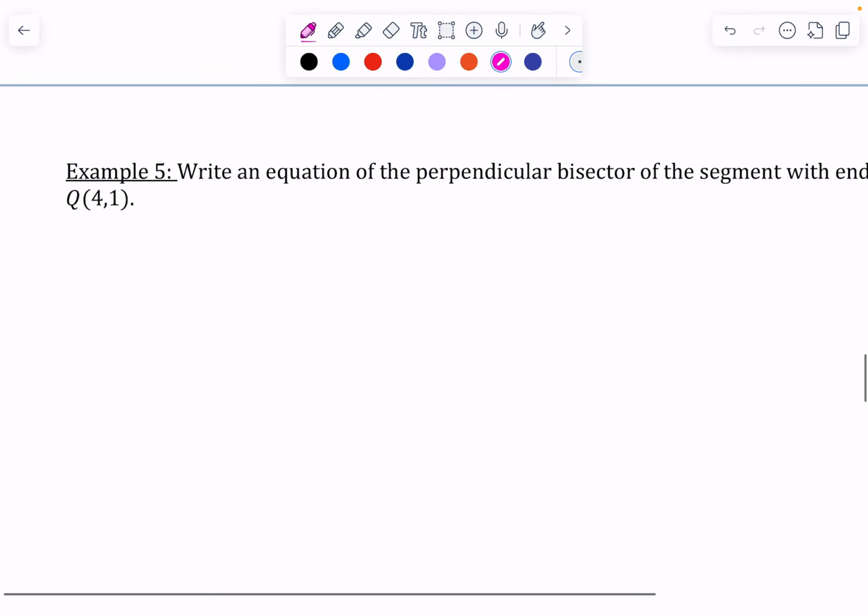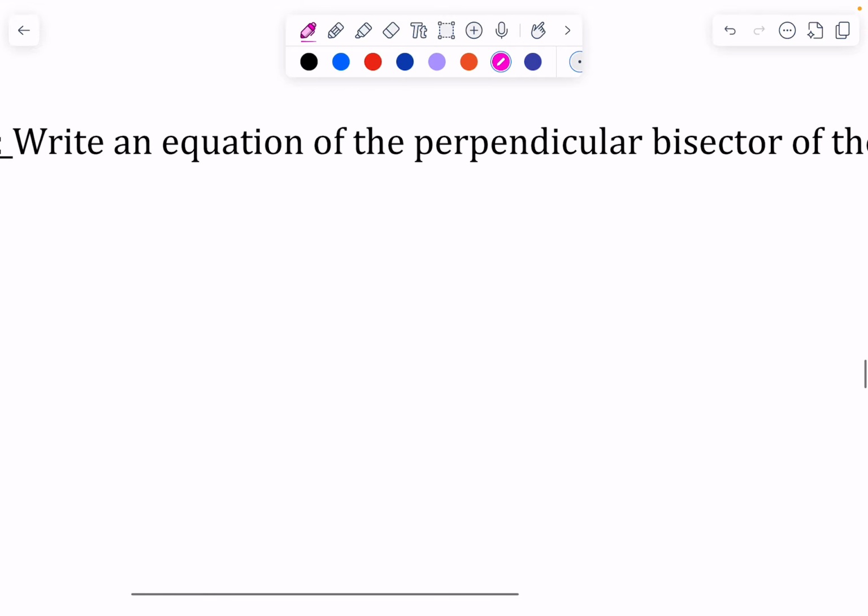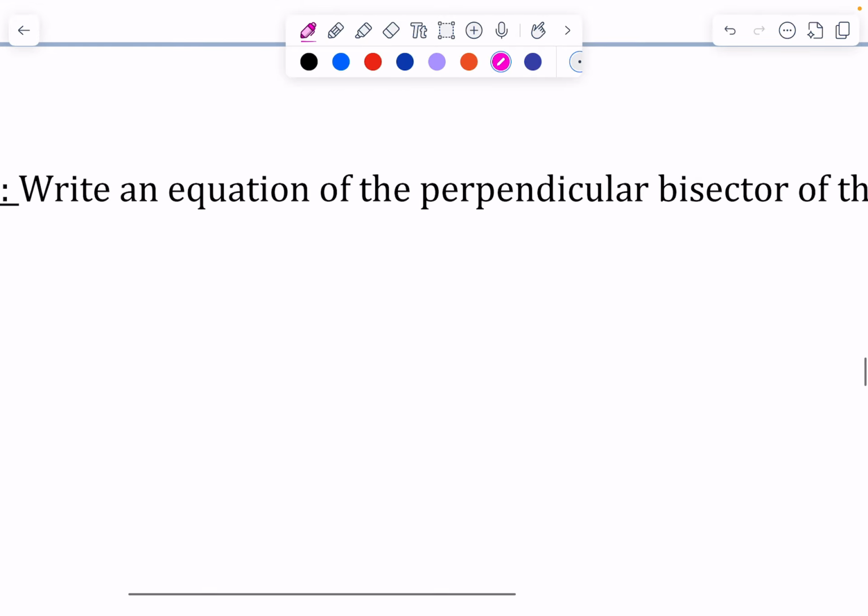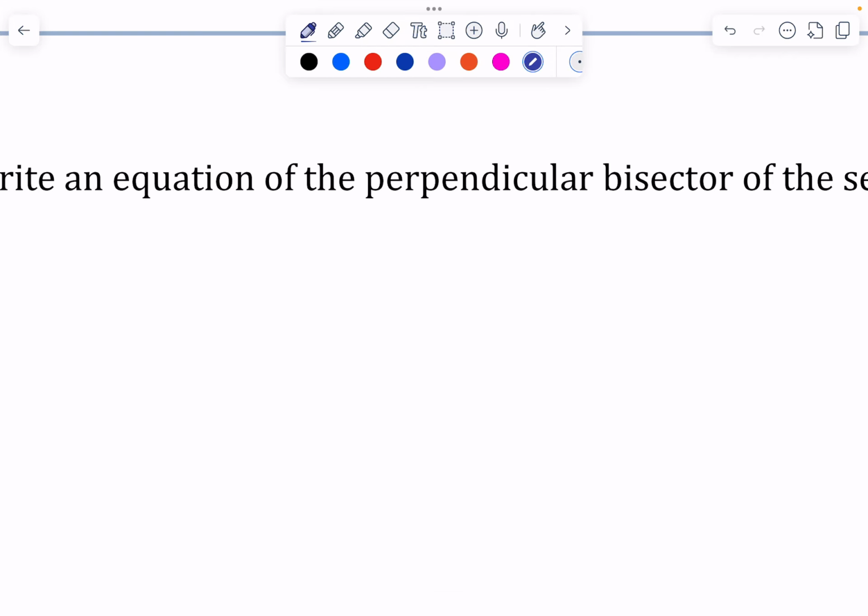Sorry, not two, three things that we want to do. We want to write an equation of the perpendicular bisector. Now, for writing an equation of, in this case, a line, because a perpendicular bisector is a line, we have a couple options. We could do slope-intercept form, we could do standard form. In this case, we're going to do point-slope form. This is going to be the third step.